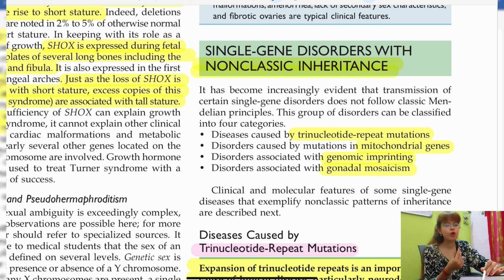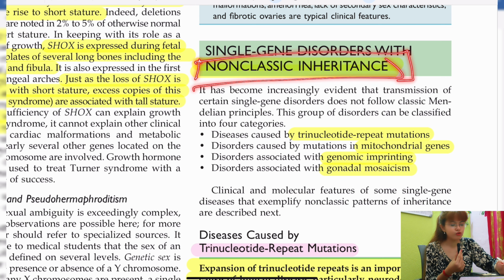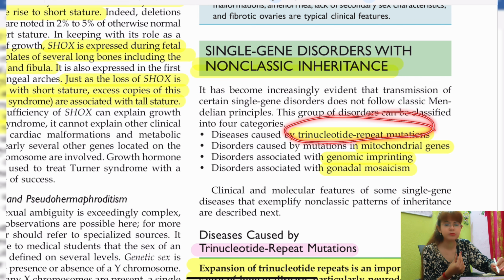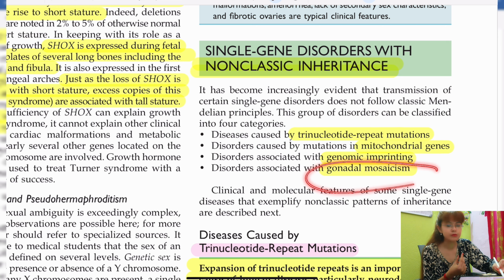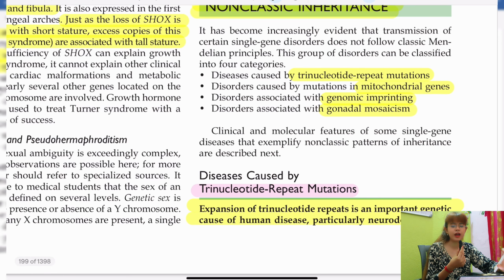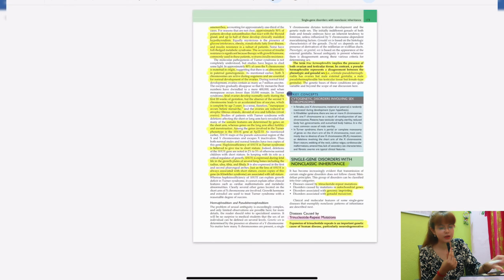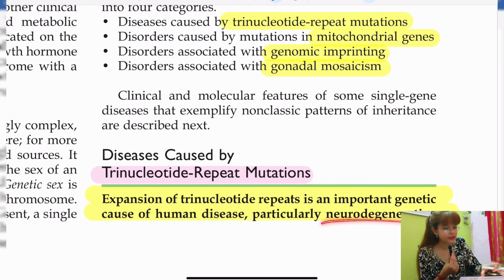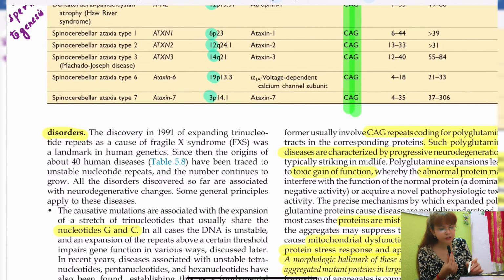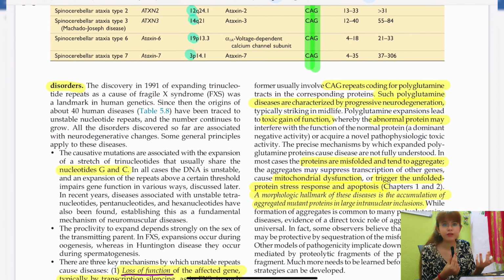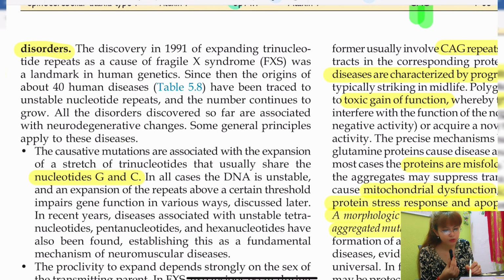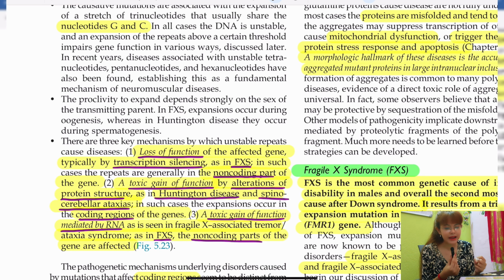Now coming to non-classical inheritance, in which you find trinucleotide repeat mutations, mitochondrial gene mutations, genomic imprinting, and gonadal mosaicism. If you talk about trinucleotide repeat mutations, I have told you the basis before: there is expansion of the trinucleotide repeats, and it is also very important in the neurodegenerative disorders. So what are the mechanisms happening?